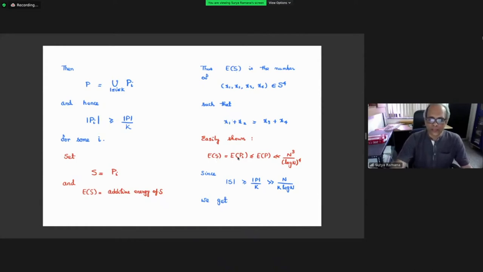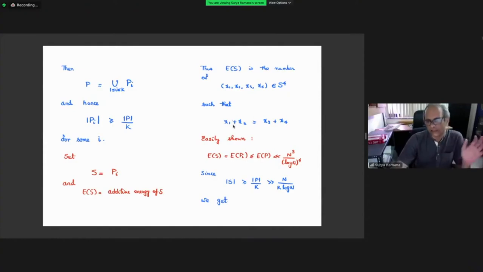Now, since S is this subset P_i, and P_i is a subset of the full set of primes, plainly from the definition, it follows that the additive energy of P_i is less than the additive energy of the full set of primes in the interval n to 2n. So the arbitrariness in the choice of P_i is gone when you use this inequality. So now I just need an upper bound for the number of solutions to this equation, with the x_i's being any prime number in the interval n to 2n.